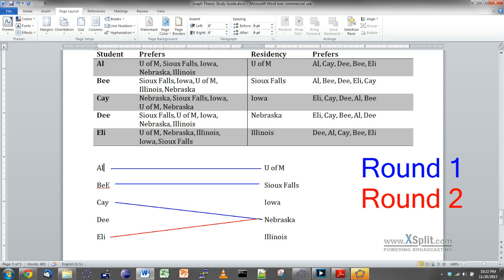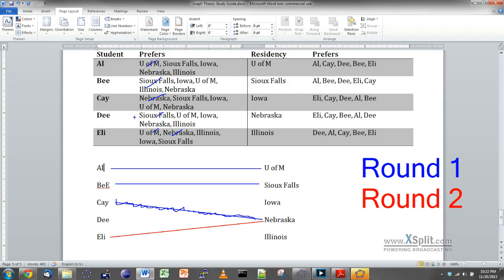Nebraska is going to say, hey, Eli, we really like you. We like you more than we like K, so we're going to get rid of K. Eli is the new front runner. K is no more. K had already proposed in Nebraska, and Eli has now proposed to Nebraska, and we can start checking a few of these off as we go.